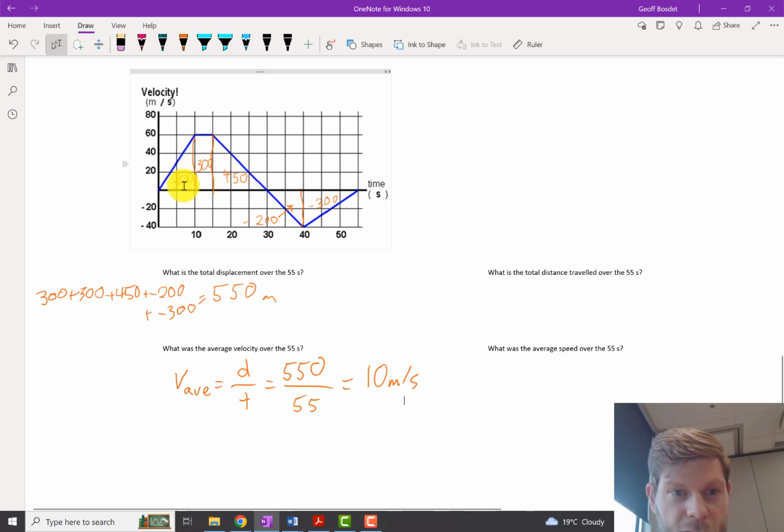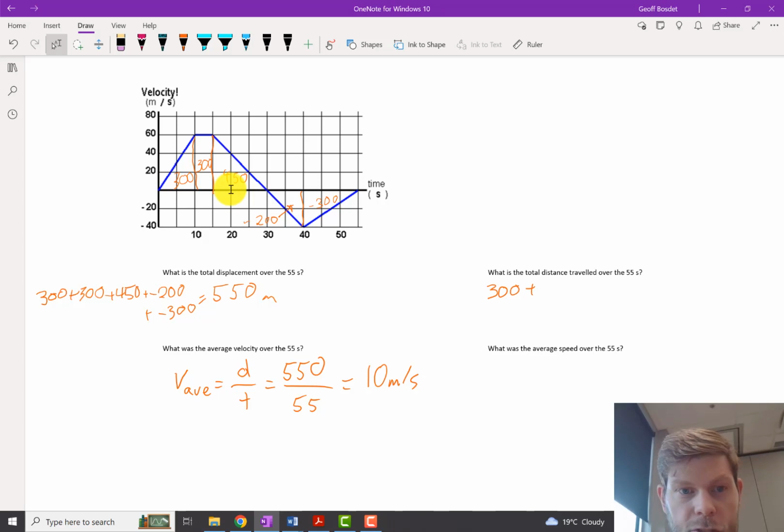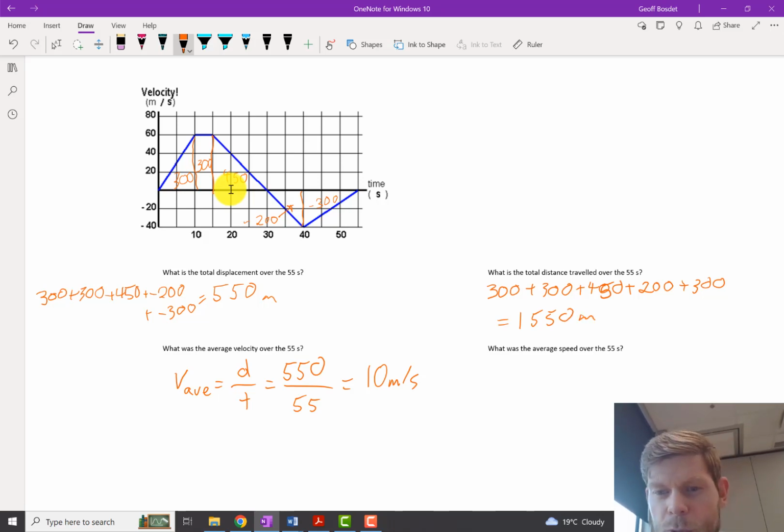So we have 1,050, or maybe I'll just add them all up in this case. So it'd be 300 plus 300 plus 450, plus 200, we're making it positive this time, plus 300, which we're also making positive, which should give us a total of 1,550, I believe, meters is our total run distance.